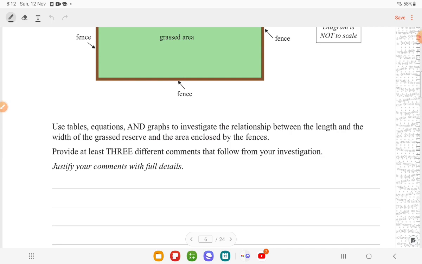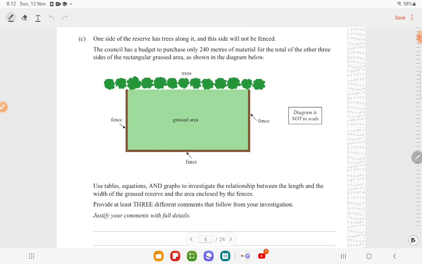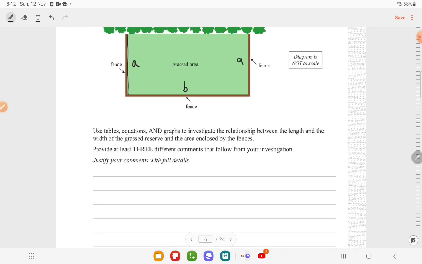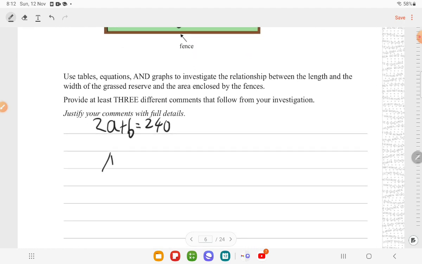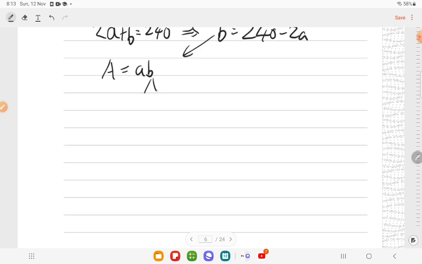So we're given that this side be A, then this side is also A, and this bottom side is B, and the sum of these will be 240. So 2A plus B is equal to 240, and the area will be given by A times B. So 2A plus B can be rewritten as B is equal to 240 take away 2A. We can replace this B into here. So area is equal to A times (240 take away 2A).